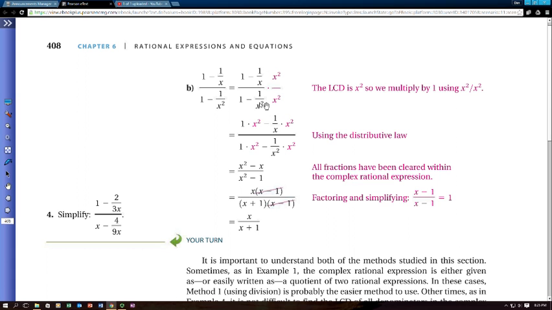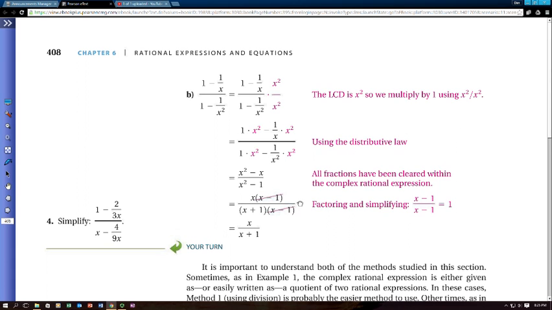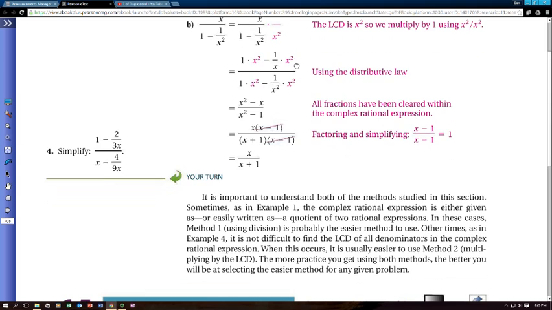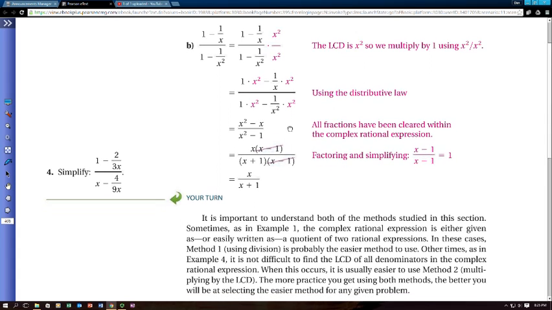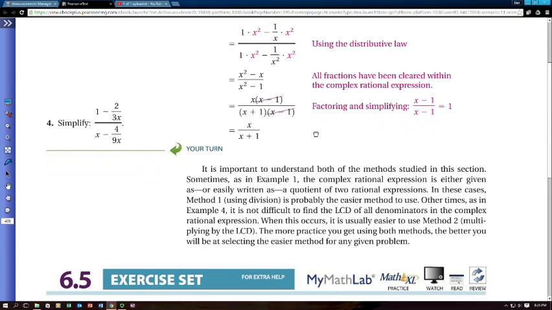So I look, really what am I saying here is I look for opportunities to find an LCD quickly and easily, which usually means that clearing the fractions in this way, the smaller fractions in the addition or subtraction, is probably the best strategy.